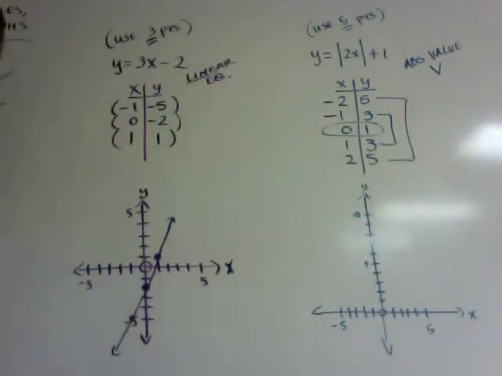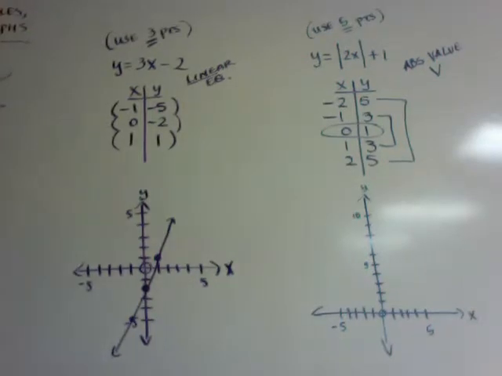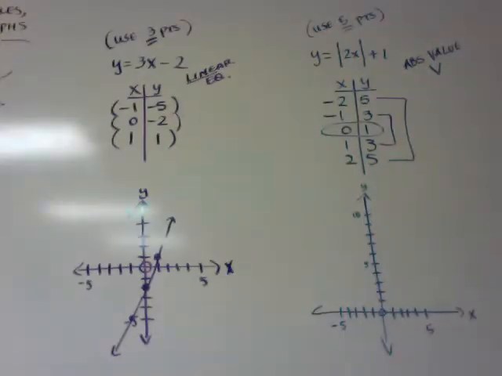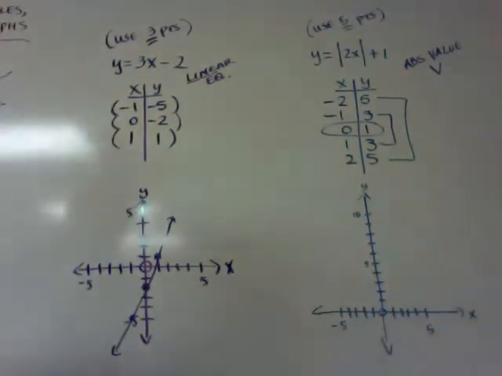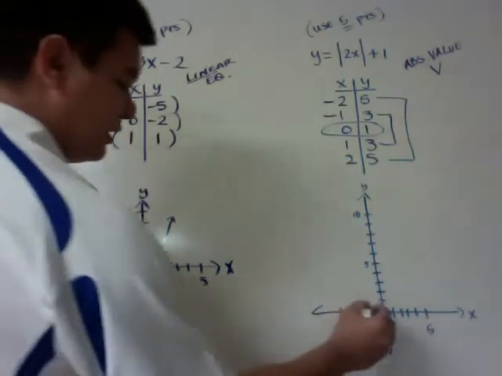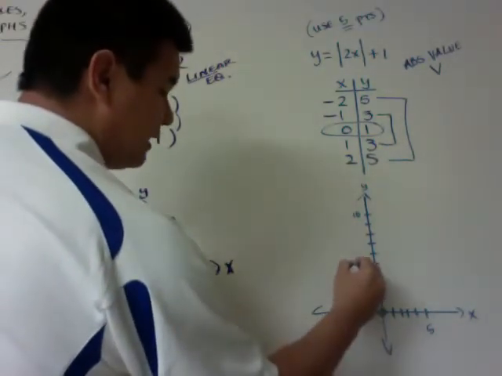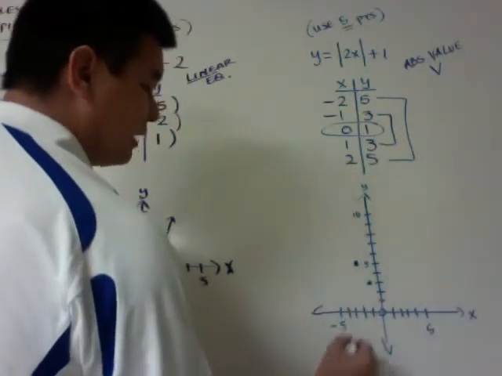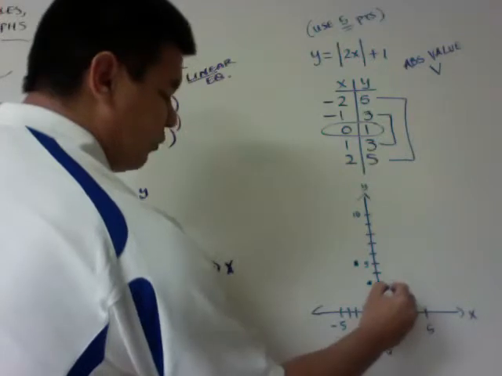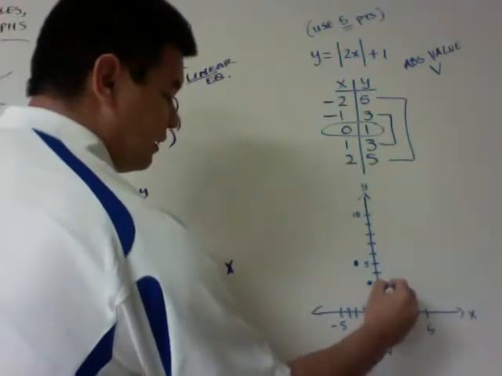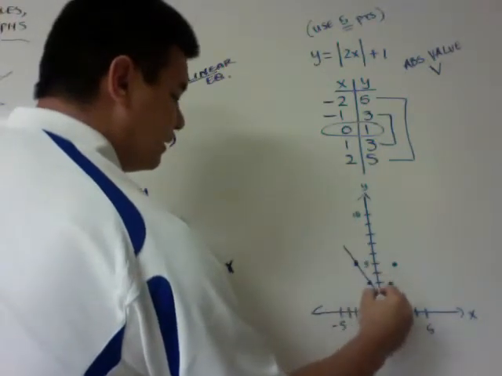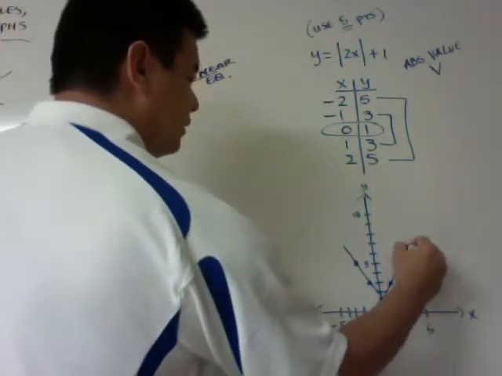Okay, so when I graph it over here, -2, 5 is here. -1, 3 is here. 0, 1 is here. 1, 3 is here. 2, 5 is here. When you graph it, oops, and I missed it.